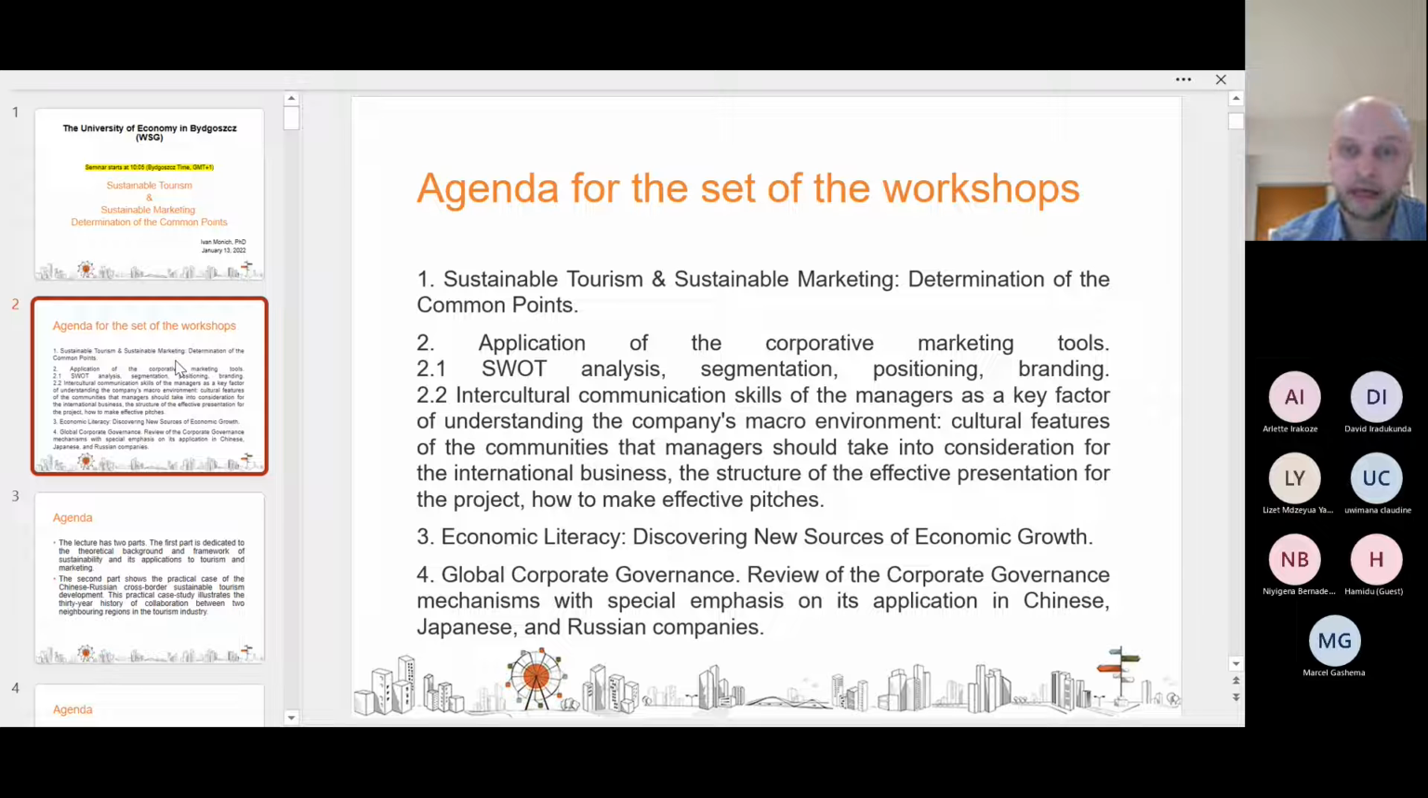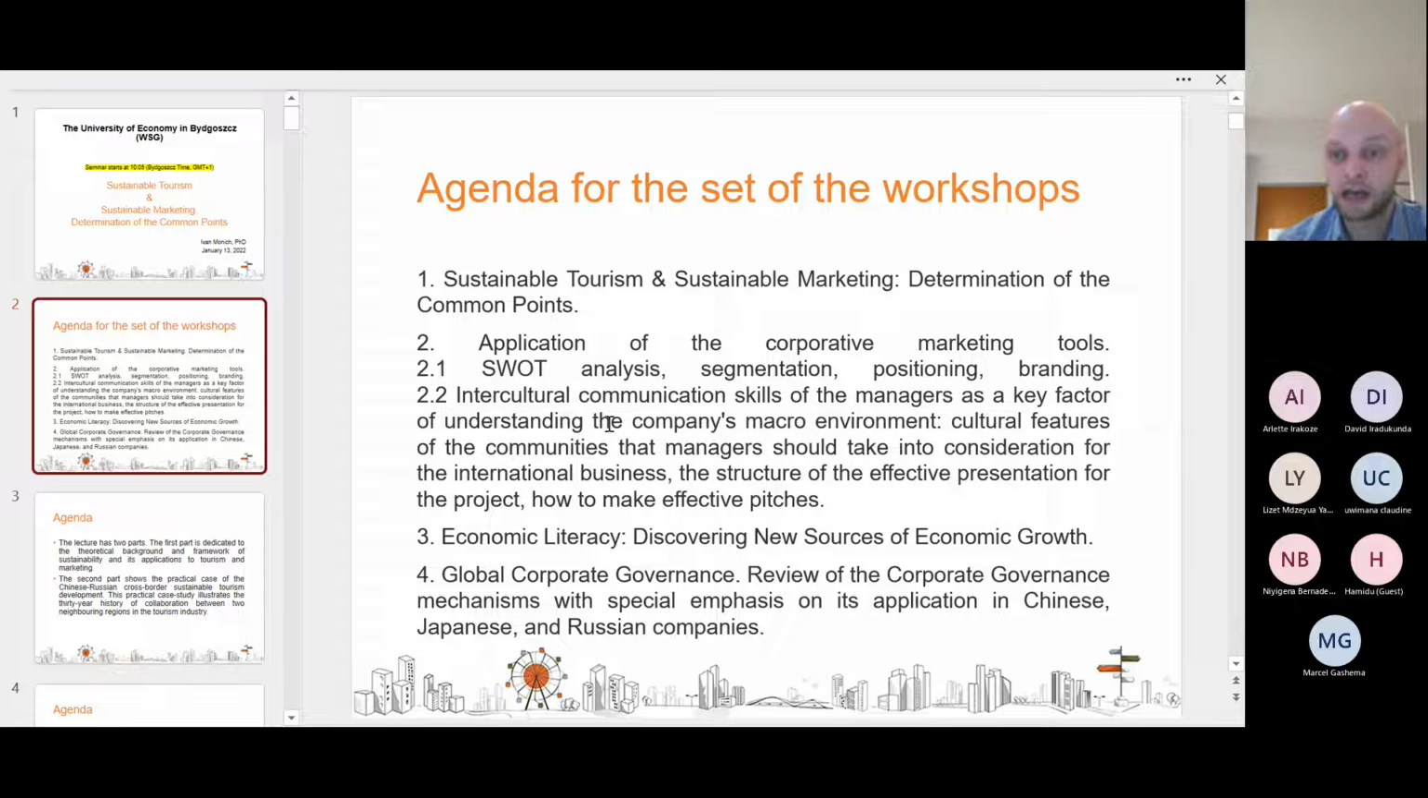And one example from the cross-border tourism between Russia and China will be given as a case study during today's class. The second topic is application of the corporative marketing tools. There are 2 things that will be shared with you. The first is SWOT analysis. Then segmentation, positioning, branding. So all main tools of marketing will be given to you, and some forms, some templates, how you can perform such analysis will be shared with you as well.